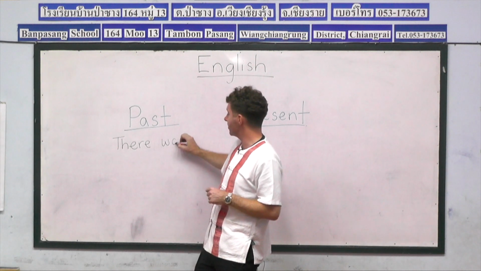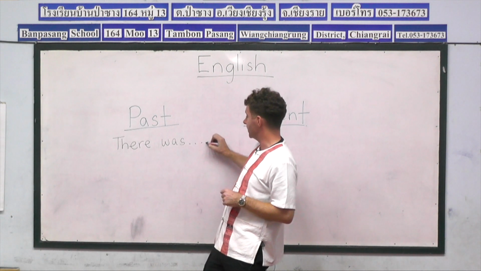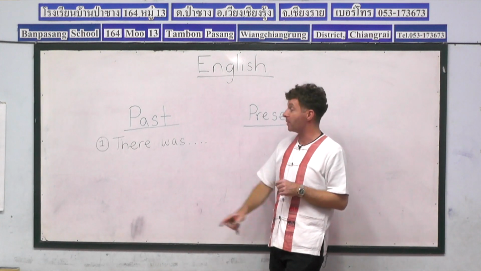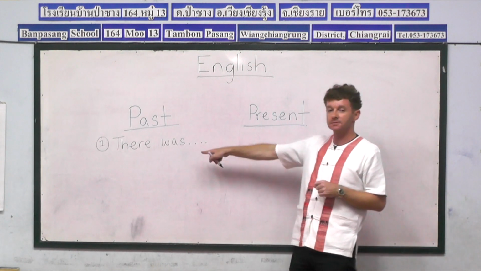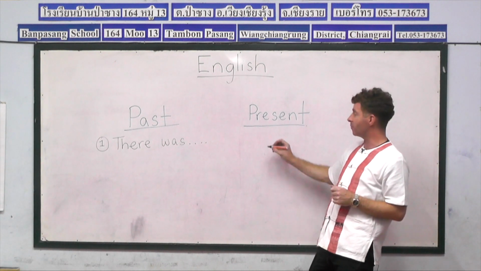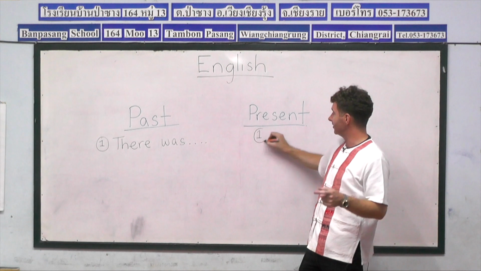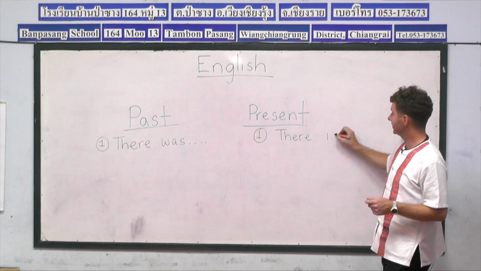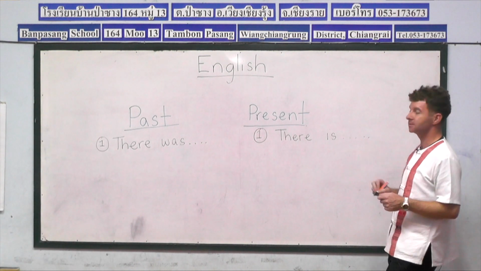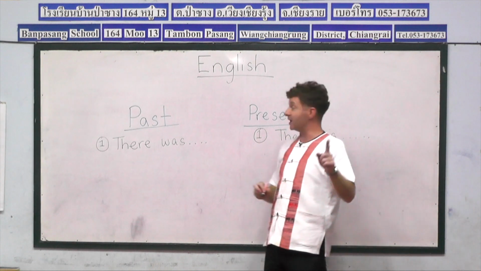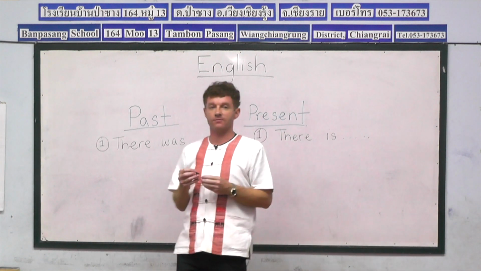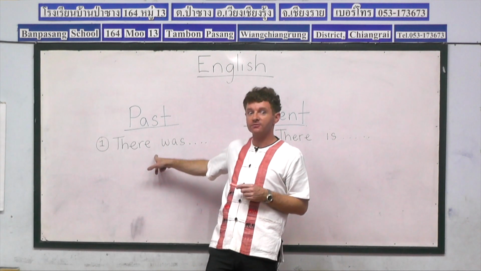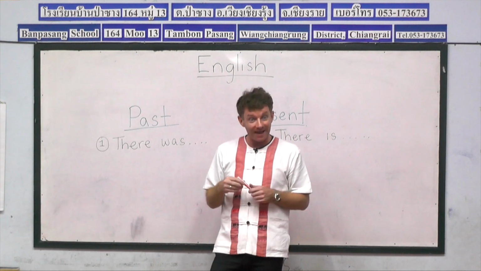T-H-E-R-E. There was. Okay? And I'll write number 1 again so we can realize one object in the past. There was. But what about one object in the present? Can anybody remember? Excellent. There is. Okay? So that's singular objects in the past and the present. But how do we talk about plural objects in the past? We don't say there was. There were. Excellent, Anne. Well done.